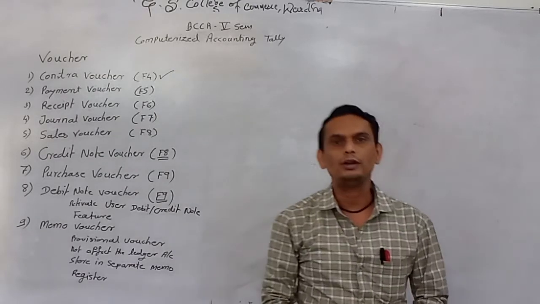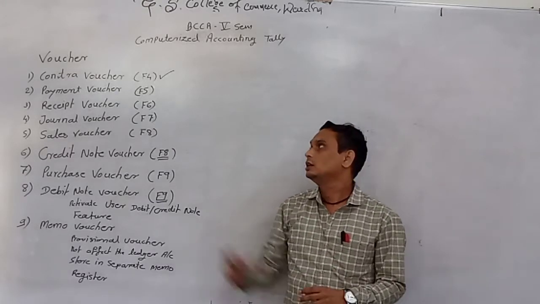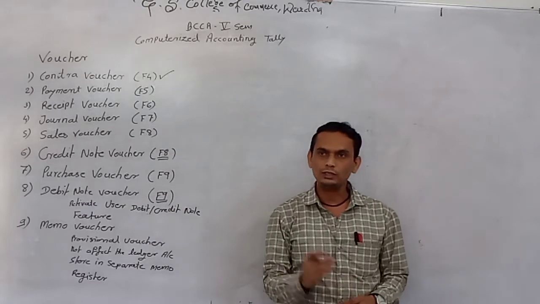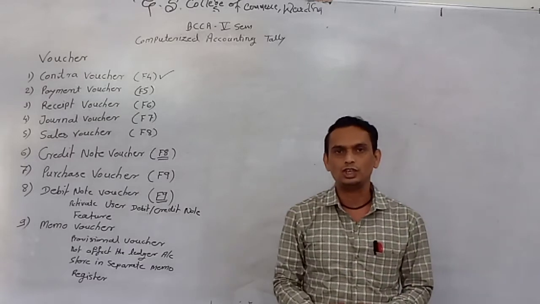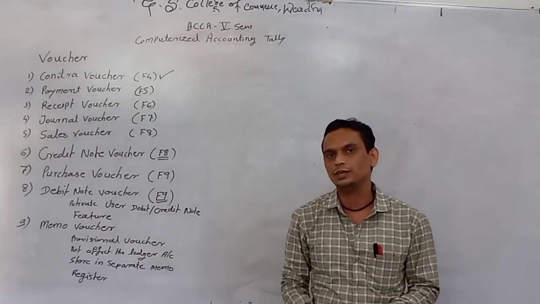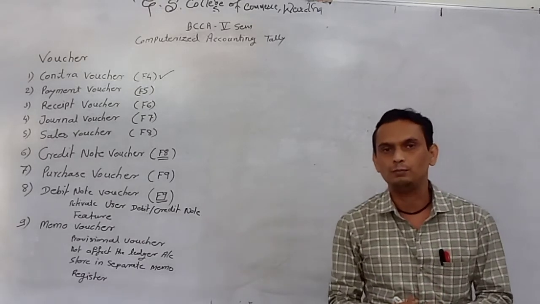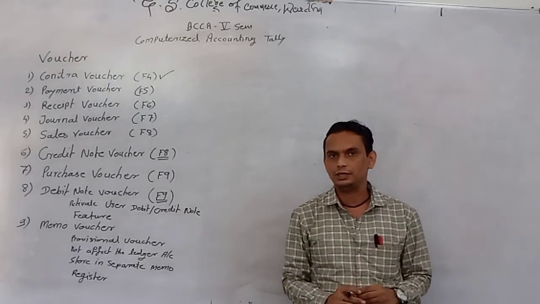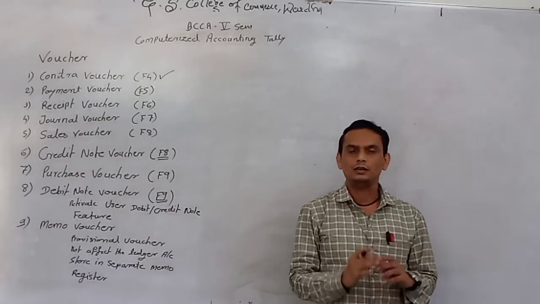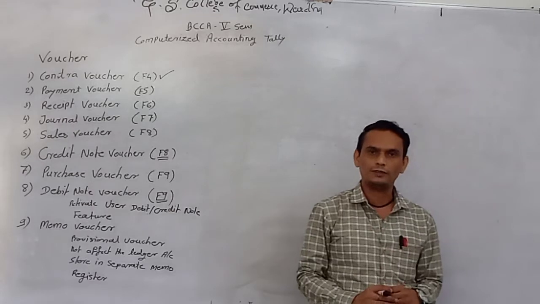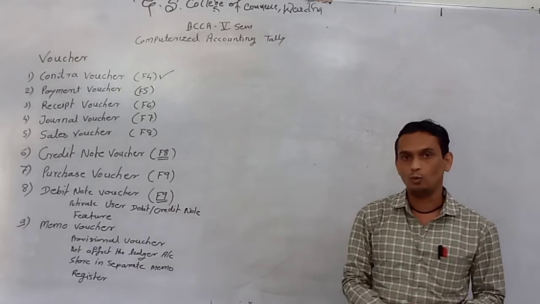Contra: when our inflow and outflow of cash becomes the same, that time this voucher is to be used. Normally this situation arises when we deposit cash into the bank or withdraw cash from the bank. So contra vouchers are used when cash and bank accounts are both debited and credited, meaning the transaction value would be 0, because the inflow of cash and outflow of cash are the same. Therefore we use the contra voucher.